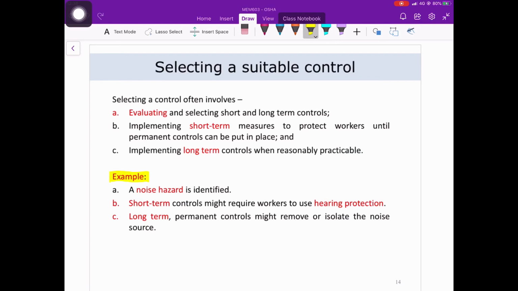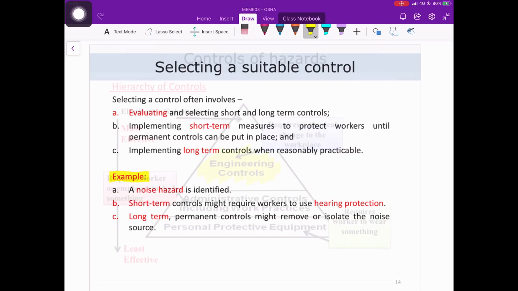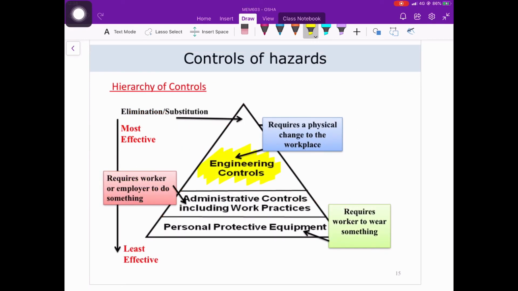For example, noise hazard is identified. Short-term control measure is to require the workers to wear hearing protection such as earmuff or earbud. While for long-term control measure, the source of the noise is being removed or isolated. From this hierarchy of controls, the engineering controls such as elimination or substitution of the source is found the most effective control measure. For this, physical change to the workplace is required.